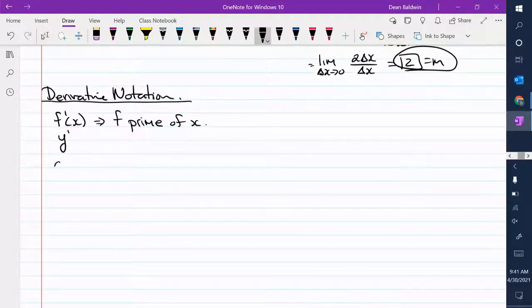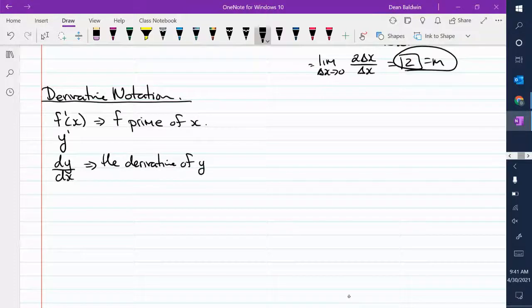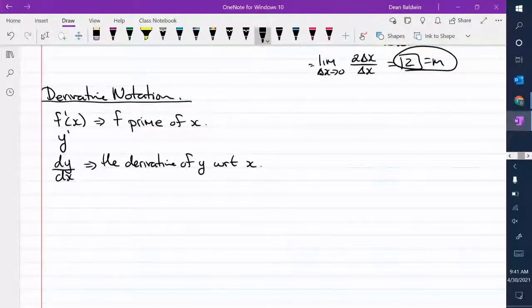The other notation that is common is dy over dx, which is the derivative of y with respect to x. Okay? This notation is important when we get into word problems and rate problems and things like that.